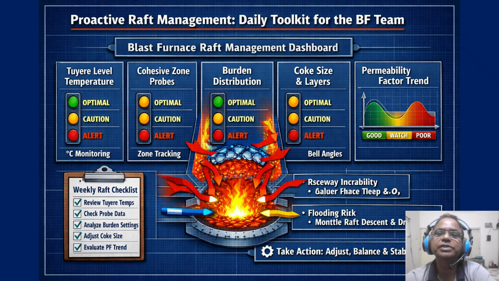I want you to put this scorecard on the control room wall. Every morning mark green, yellow or red for each indicator. When you see yellow, your crew has a plan. Red, call me immediately. Remember, the blast furnace doesn't lie. The raft tells you everything. Your job is to listen and act. Now, if any questions or queries arise, try to diagnose with your older feedback and correlate it properly.